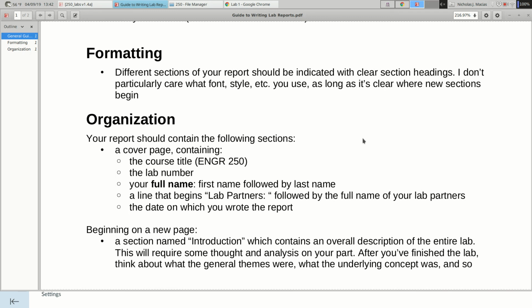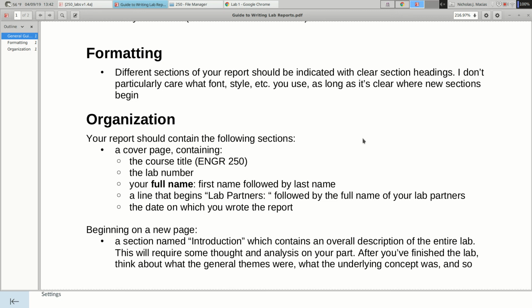Okay, so get familiar with section headings. Every word processor has a way to do this. I do not care if you use uppercase, if you use Roman numerals, something like that. If you just want to have an uppercase title and some space around it, that's fine. But something that differentiates one section from another, one experiment from another.